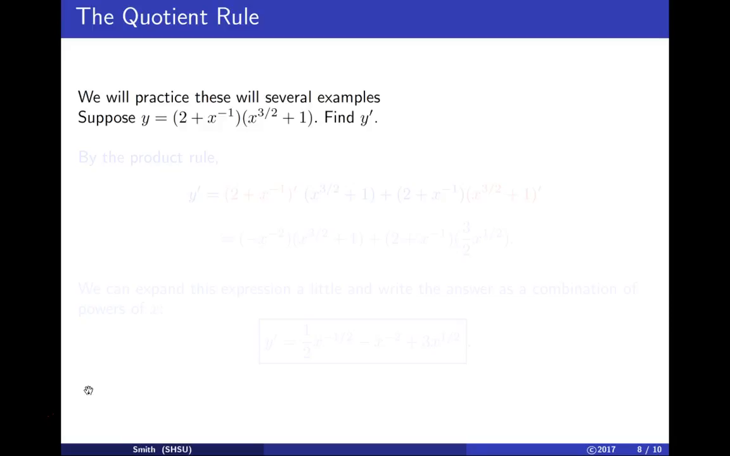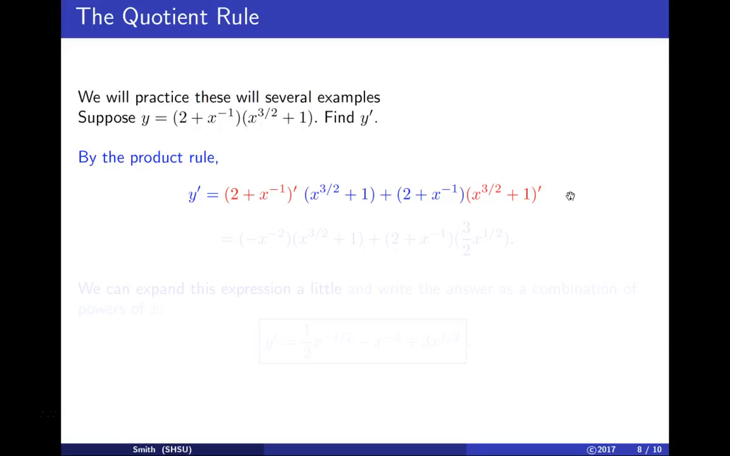Suppose you're given this expression and you want to find y prime. We have a product of two terms. The first one is 2 plus x to the minus 1, and the second is x to the 3 halves plus 1. By the product rule, we're going to do this. In red, I've simply put down that I want to differentiate something. So the product rule says differentiate this 2 plus x to the minus 1, write down x to the 3 halves plus 1, write down this piece, then write down the earlier term that you differentiated, 2 plus x to the minus 1, and then differentiate that other piece. So all I've done in this line is announce what I want to differentiate.